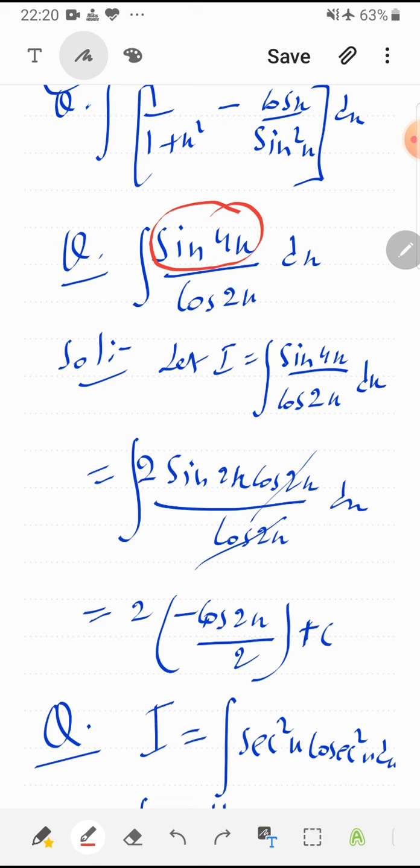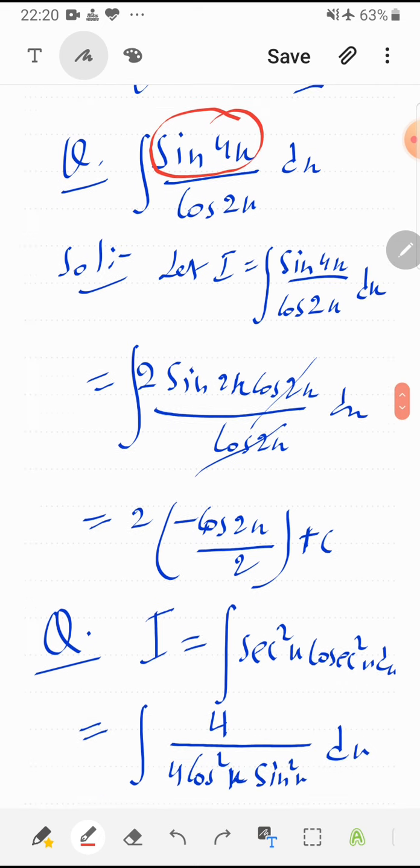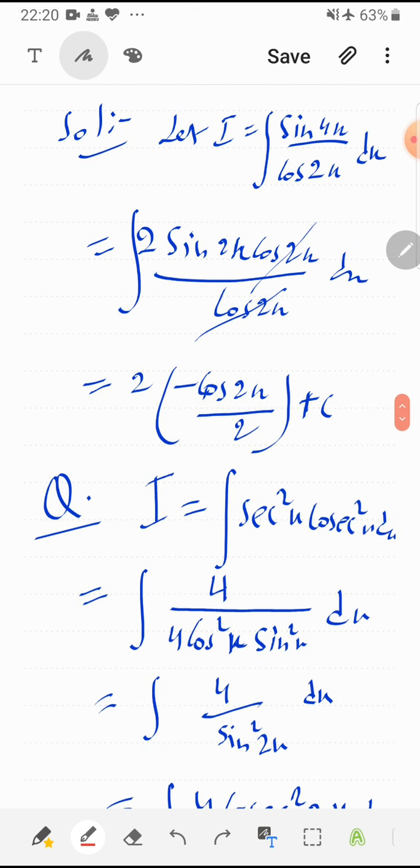Next is secant square x into cosecant square x. Now this question can be integrated in two ways.